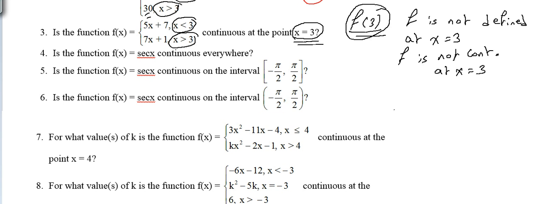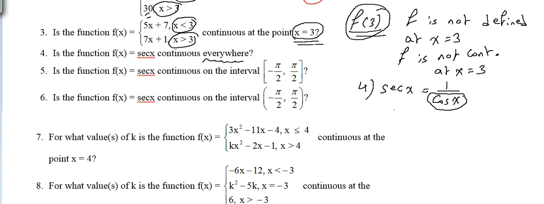Number 4. He's asking if f of x, which is equal to secant x, is continuous everywhere. What's the meaning of everywhere? This means over all the Earth, right? Is it continuous everywhere? We start by asking what secant x is. Secant x is 1 over cosine x.